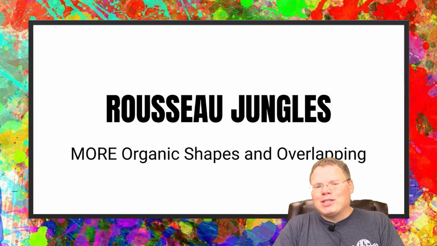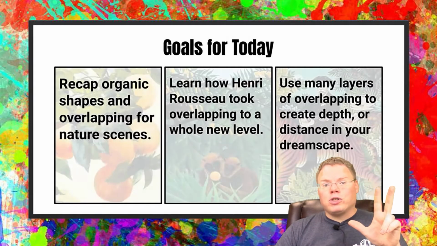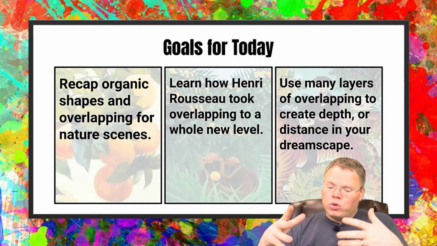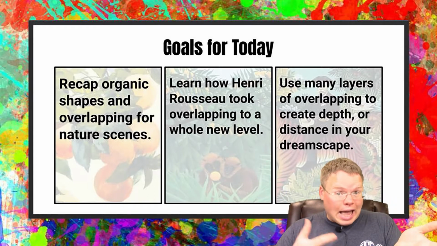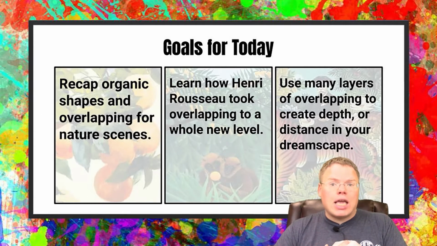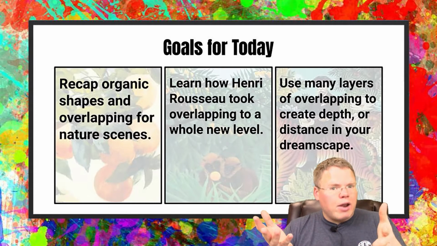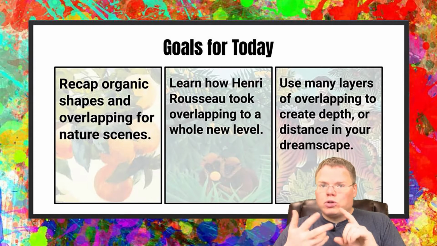Let's get started. Today we're going to be learning about a famous artist named Henri Rousseau. It's going to be a bunch of fun. We have 3 goals for today. Number 1, we want to make sure we remember everything we learned last week about overlapping and organic shapes. Number 2, we want to see how a famous artist, Henri Rousseau, used those 2 things.